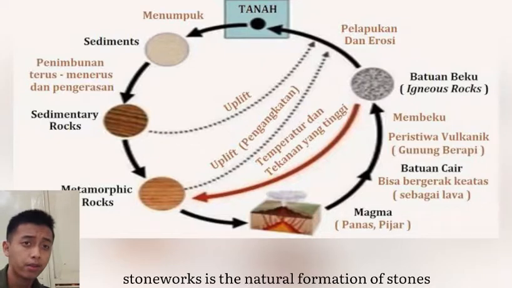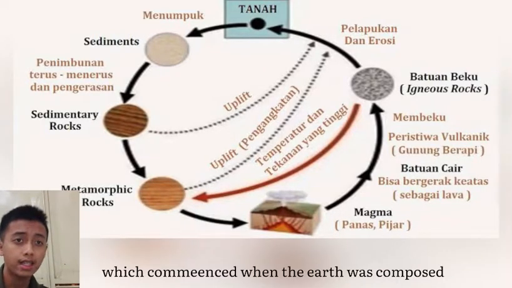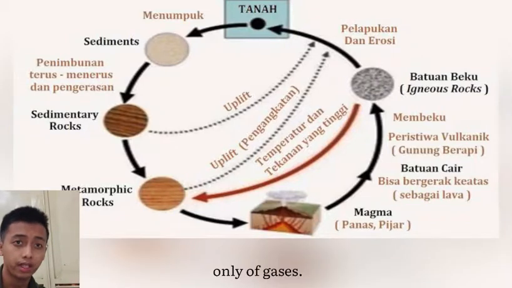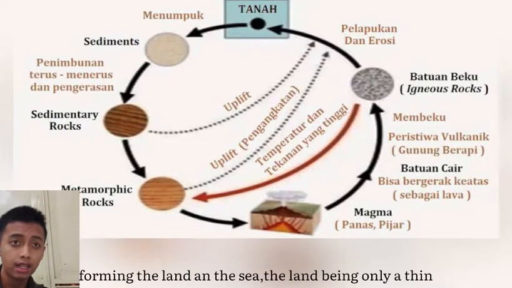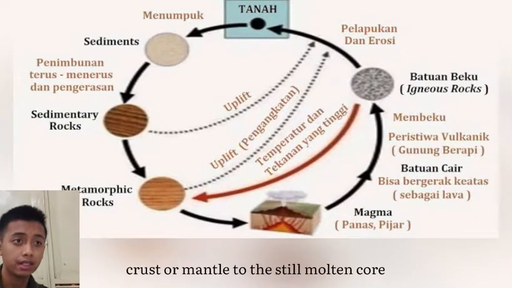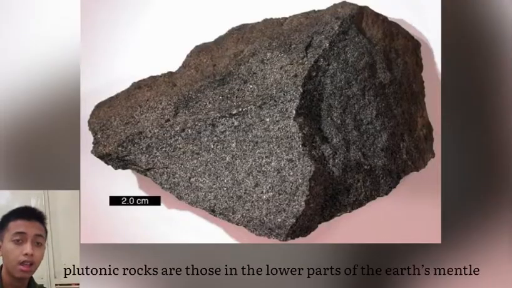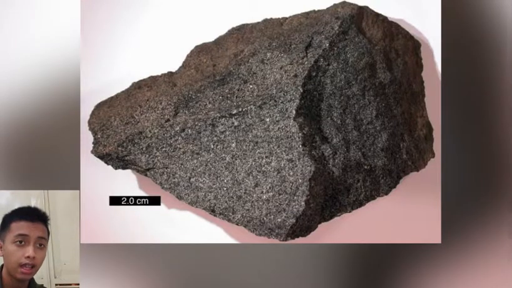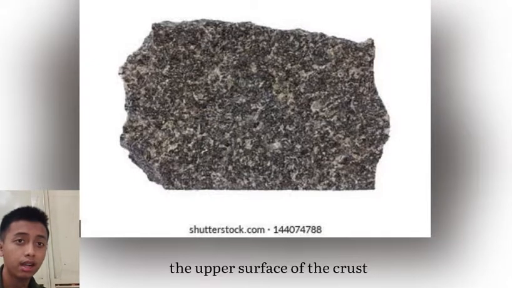Stoneworks is the natural formation of stones or rocks. It is a very long process, which commenced when the earth was composed only of gases. These gases eventually began to liquefy, forming the land and the sea, the land being only a thin crust or mantle over the still molten core. Igneous rocks originate from the molten state. Plutonic rocks are thus in the lower parts of the Earth's mantle, and hypabyssal rocks solidified rapidly near the upper surface of the crust. Stone rocks have various parts.